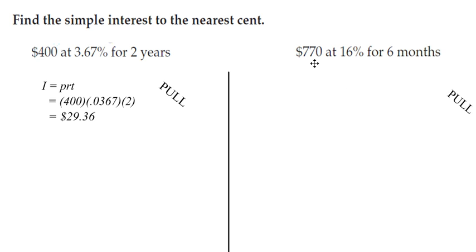On the right-hand side, principal is $770. Our rate in decimal will be 0.16. Now here's the tricky part. 6 months is 6/12 of a year. Remember, that has to be in years. So you could use 6/12 or 1/2, giving you $61.60.